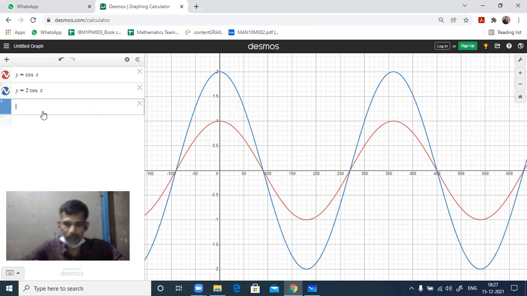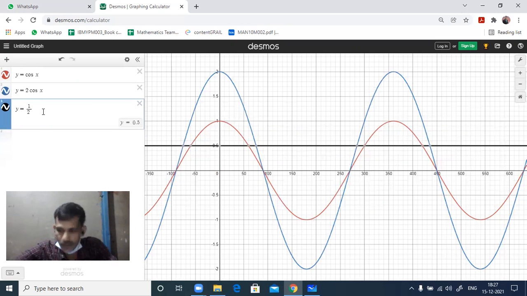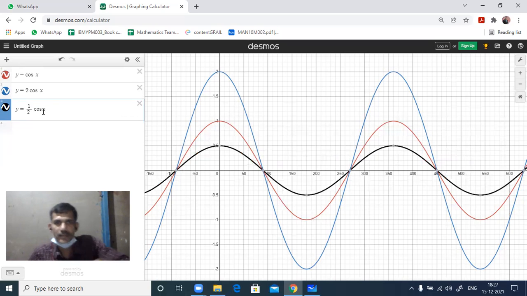Suppose if I reduce it, then what happens is y equal to 1 divided by 2 cos x. See here, this black curve. See the amplitude. If you see the period, it is the same period, 2 pi radians only, 360 degrees only. But the amplitude is reduced to half. If the constant increases, the amplitude increases. If the constant decreases, the amplitude decreases. They are in direct variation.